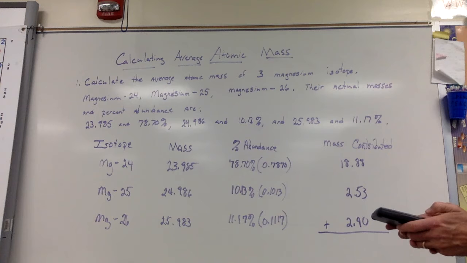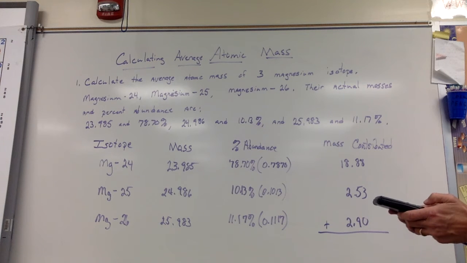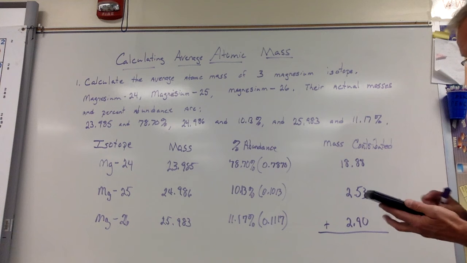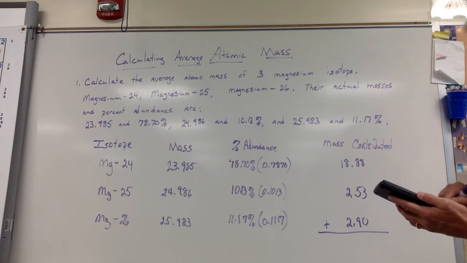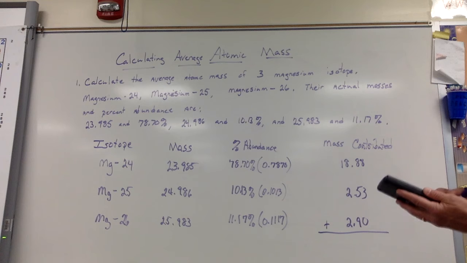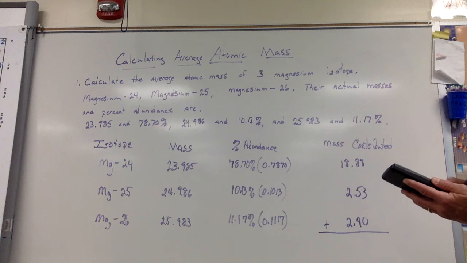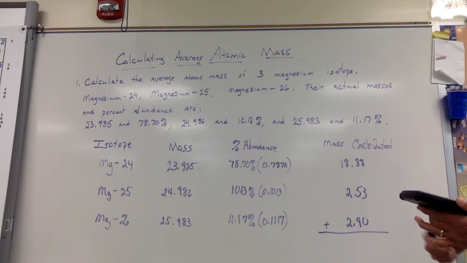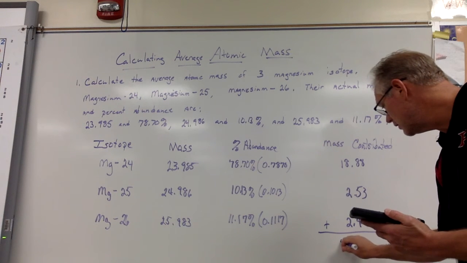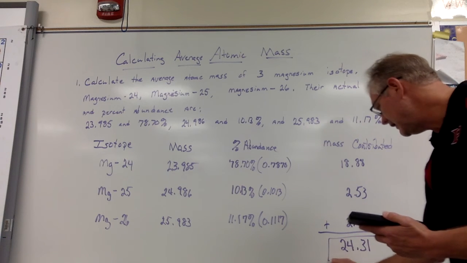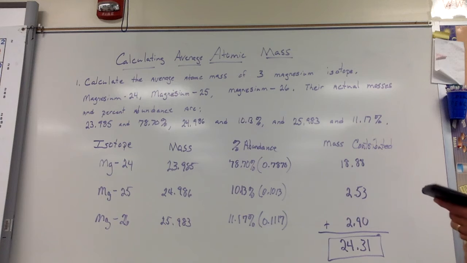So I'm going to go through and say 18.88 plus 2.53 plus 2.90, and all of this, oh, I accidentally hit the wrong key. Let me try it again. 18.88 plus 2.53 plus 2.90, and that is going to give me a total of 24.31. And that is going to be the average atomic mass.